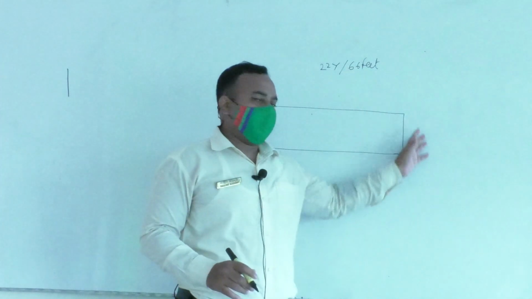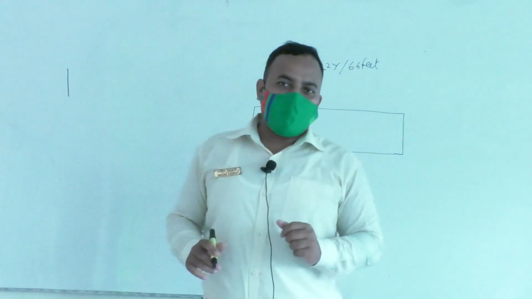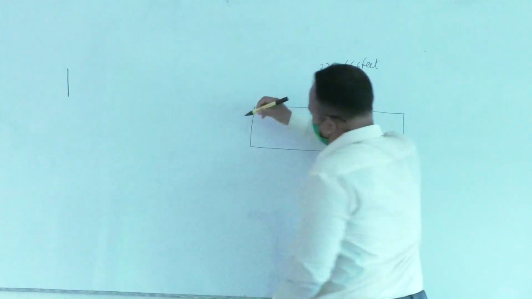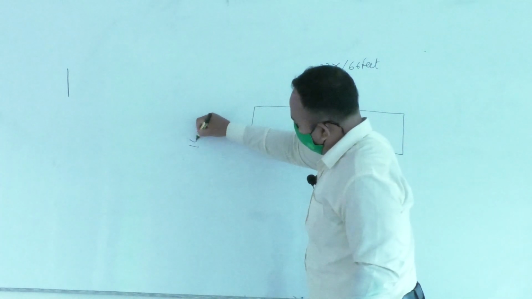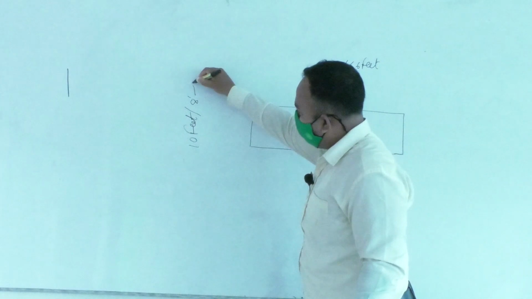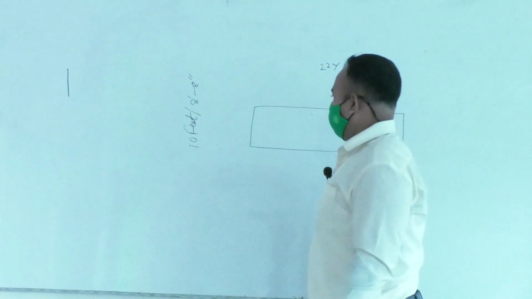Okay, next. The breadth is 10 feet or 8 feet 8 inches. That is the breadth of the cricket pitch.